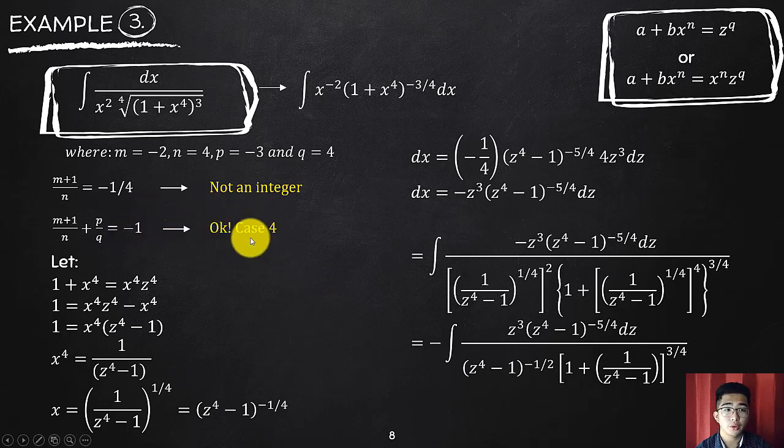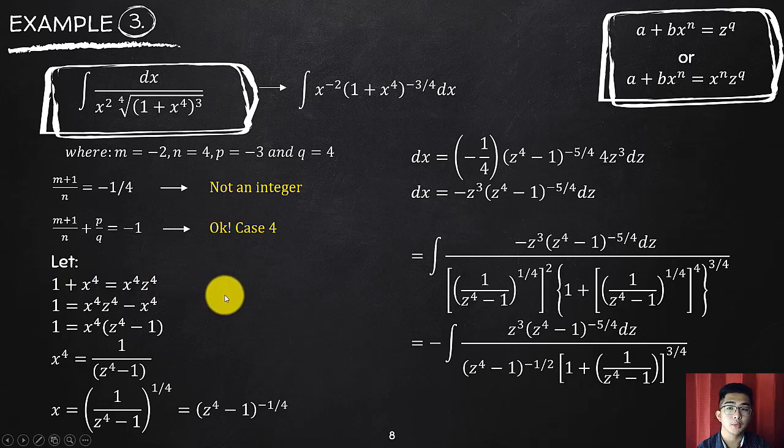So we follow case 4. So what are we going to substitute? This, a plus b x raised to n is equal to x raised to n z raised to q. Okay, not this one. This one is for case 3. So if we're going to substitute this one, what is our a plus b x raised to n? That is 1 plus x raised to 4, equal to x raised to n. What is our n? 4, right? Z raised to q. What is q? The denominator, that is 4. So z raised to 4. Okay? So this is our substituting expression.